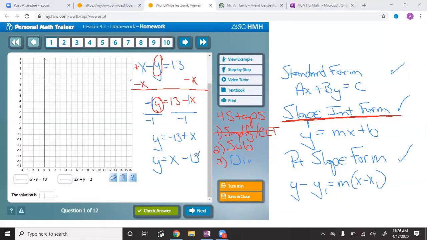You're allowed to do that because 4 plus 3 is what? 7. What's 3 plus 4? 7. Does it matter which order I put those in? No. As long as I keep those signs right, I'm good. So now this is in slope-intercept form. Since it's in slope-intercept form, can we graph it?